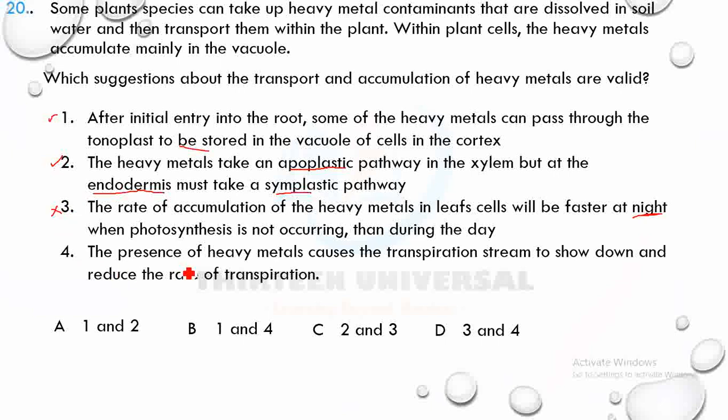4 says the presence of heavy metals causes the transpiration stream to slow. This is a typo: slow down and reduce the rate of transpiration. No, heavy metals do not have any effect on the rate of transpiration. It is not one of the factors that affect the rate of transpiration. It is not humidity, neither is it wind speed or light intensity or temperature. So this is not valid. So 1 and 2 is our option.